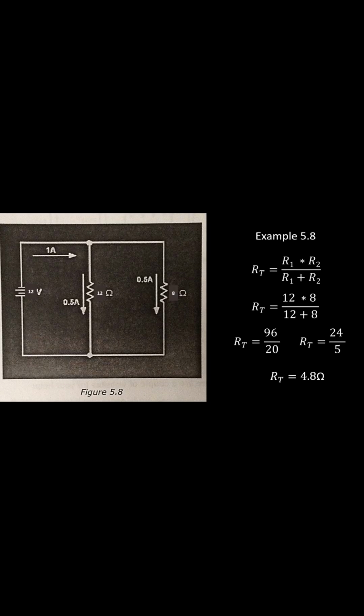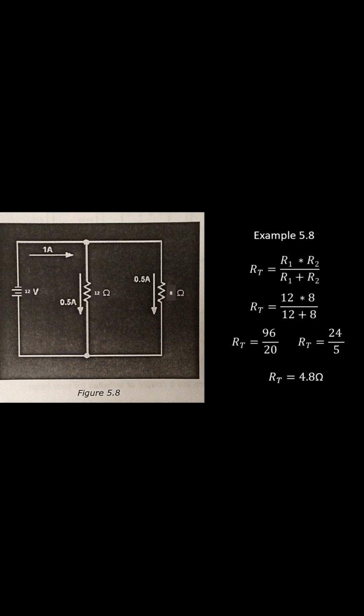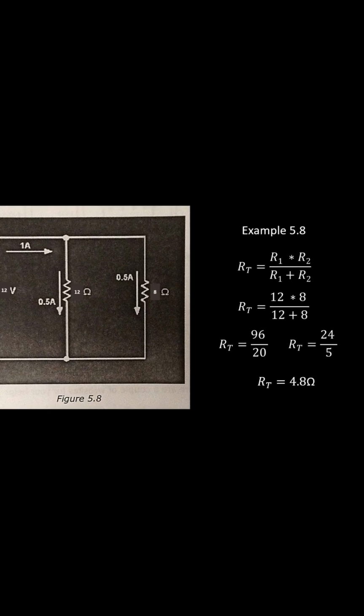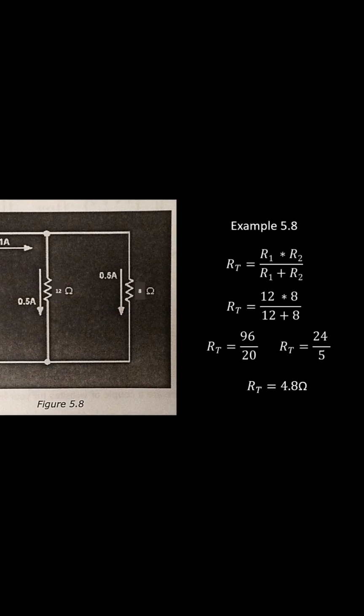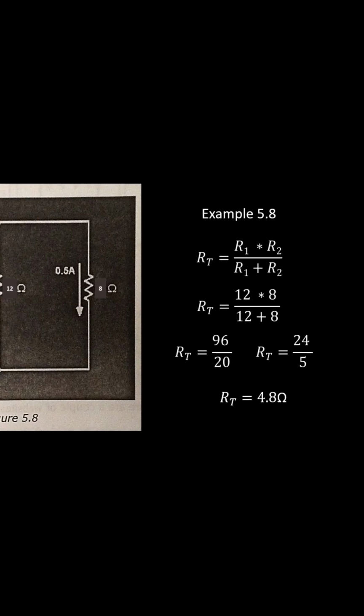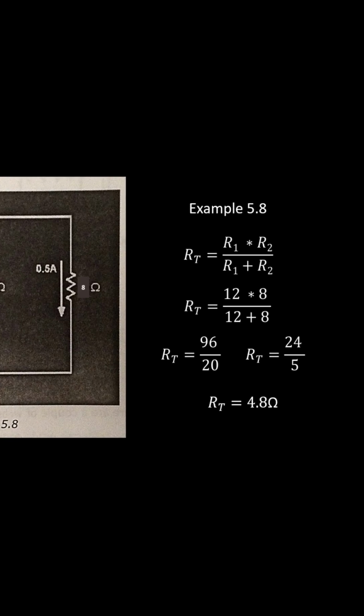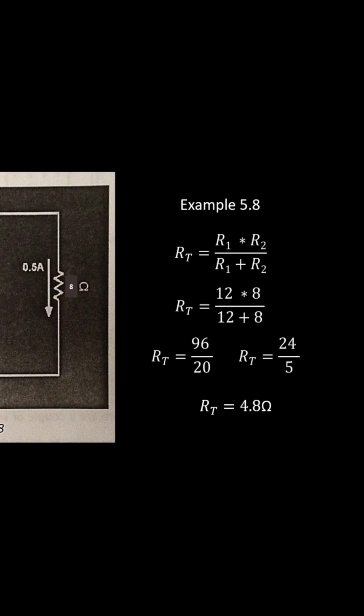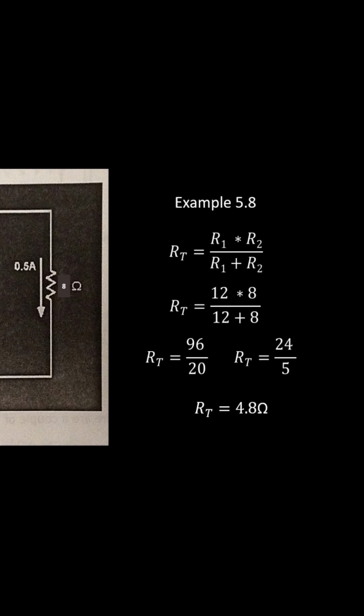Question 2. What is the total resistance of a 12 ohm and an 8 ohm resistor connected in parallel? On the right side, lower left, we have to use the product over the sum formula for resistance. So we have 12 times 8 divided by 12 plus 8, which gives us 96 divided by 20, or simplified to 24 divided by 5, which is 4.8 ohms.